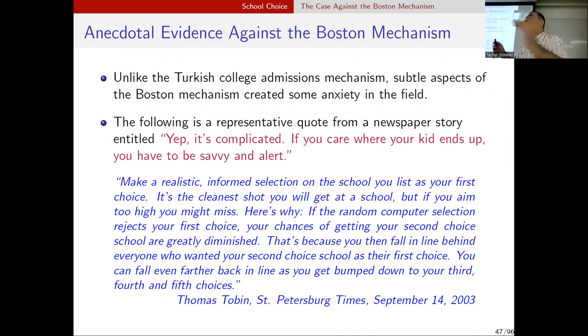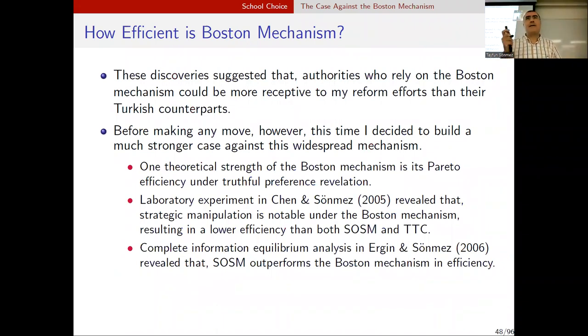And there were newspaper stories about that in many places. Like, yep, it's complicated. If you care where your kid ends up, you have to be savvy and alert, make a realistic choice, because if you don't, you'll mess up. This was already causing lots of tension in many places. So I knew that, unlike in the Turkish case, this is a problem, right?